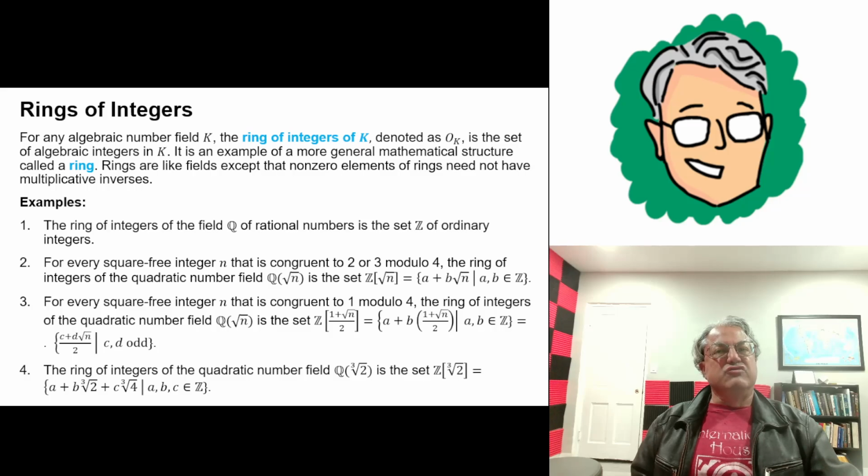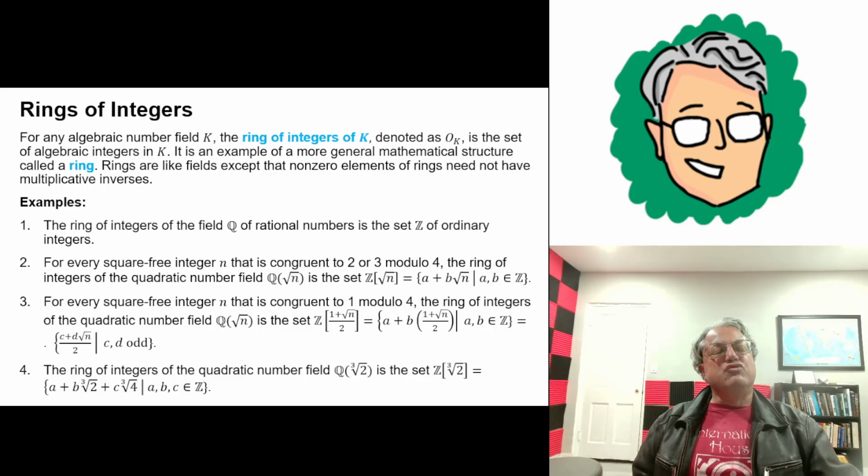So, for instance, 3 + (5/2)√6 isn't an algebraic integer. Or 6 + 7√6 divided by 5. That's not an algebraic integer either because you're dividing both a and b by 5. So you get the idea. And so that's kind of nice. But then things get a little weird.